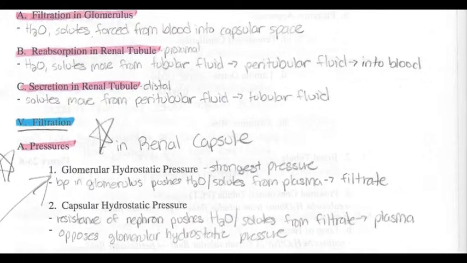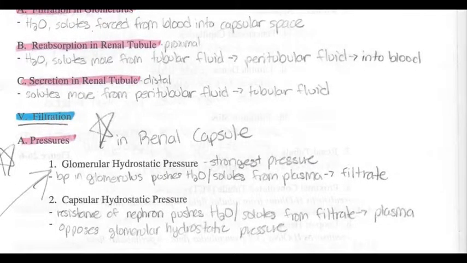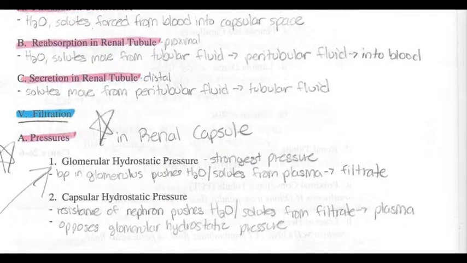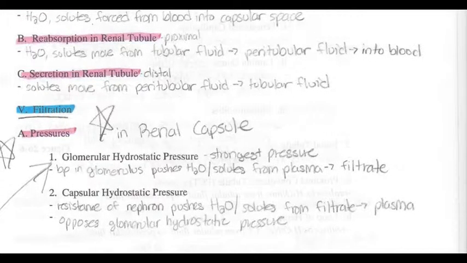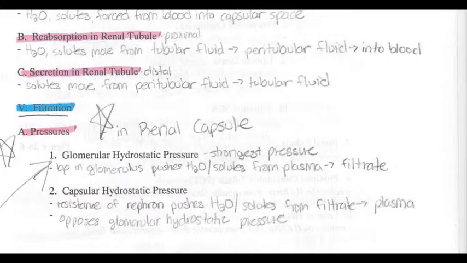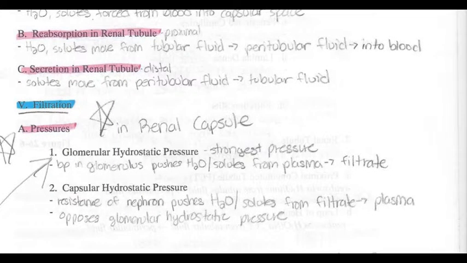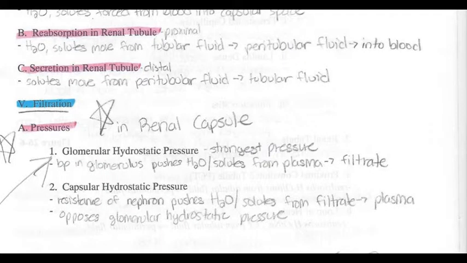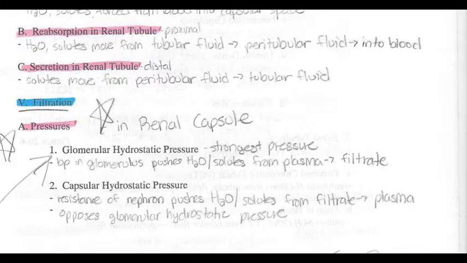Filtration. A. Pressures. 1. Glomerular hydrostatic pressure. This is the strongest pressure. Blood pressure within the glomerulus pushes water and solutes from plasma to filtrate. 2. Capsular hydrostatic pressure. This is the resistance of nephrons that pushes water and solutes from filtrate to plasma. It opposes glomerular hydrostatic pressure.